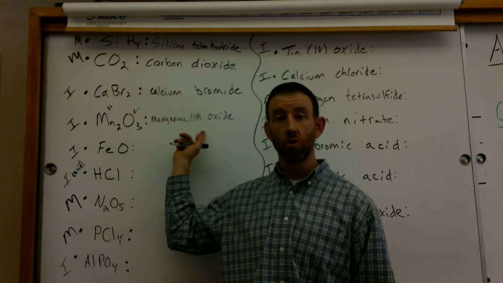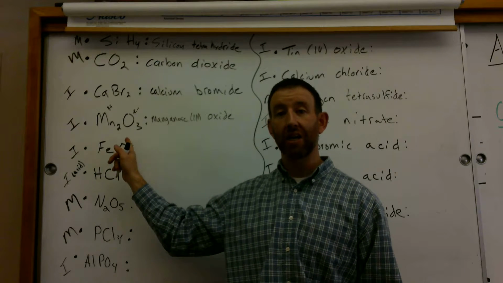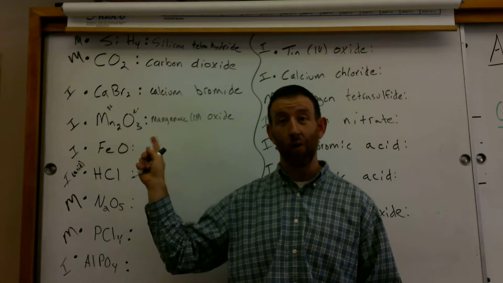Okay? So when we have a transition metal that is not silver, zinc, cadmium, gallium, or indium, we need to include a Roman numeral to show what the charge of that transition metal is. In which case, you're going to have to use that formula to figure out what it is.